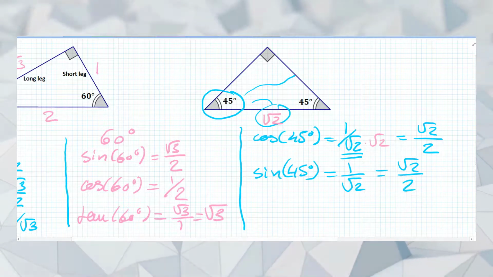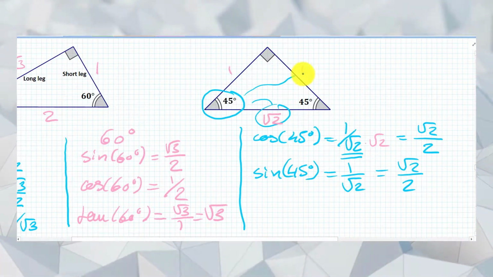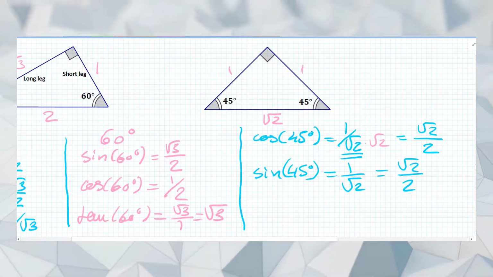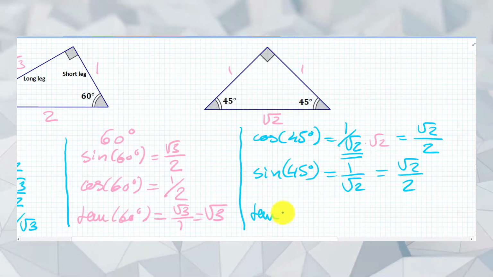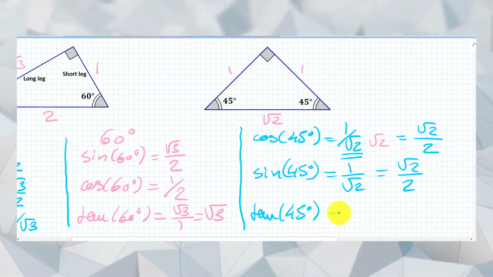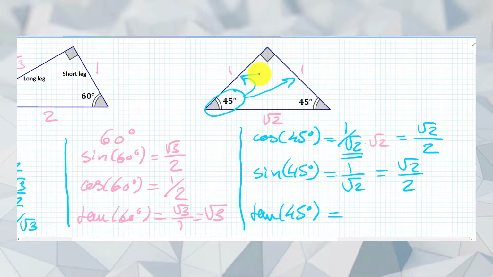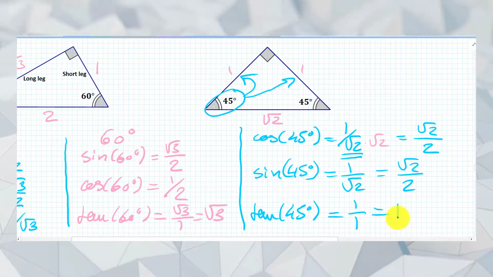Okay, now I'm losing all the sides, right? 1 and 1 right here. All right, let's erase maybe too much stuff written right here. And the tangent of 45 degree is the opposite divided by the adjacent, 1 over 1, which is 1.